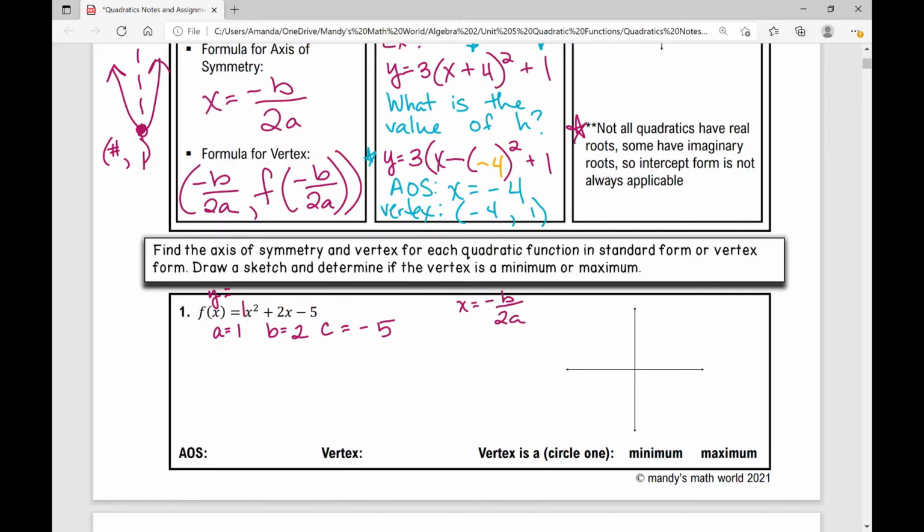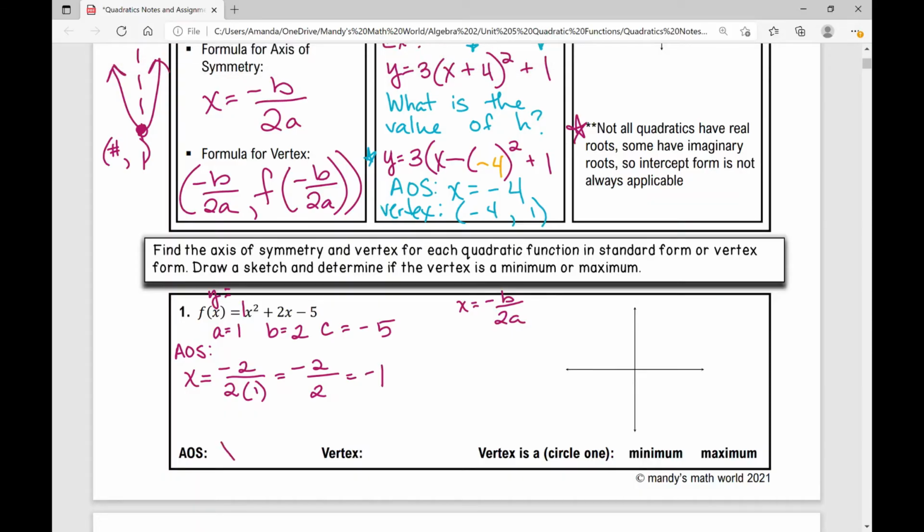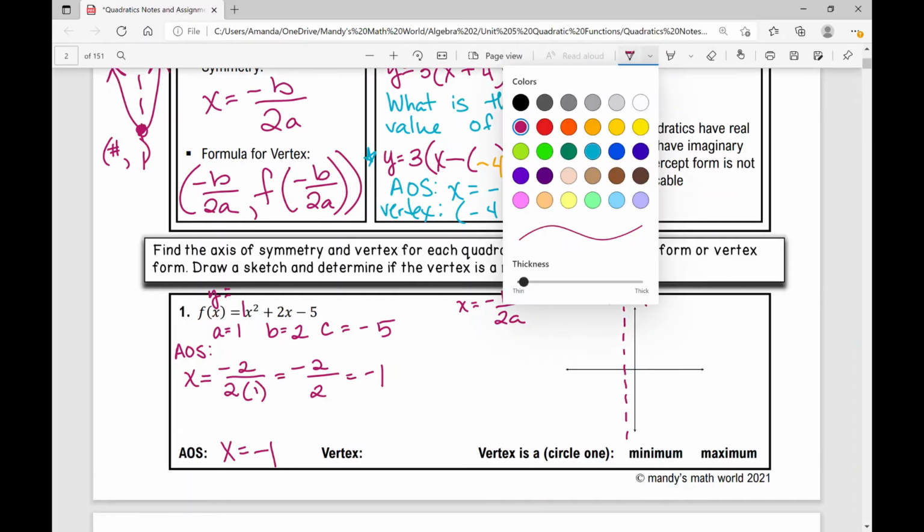So what I'm going to do for my axis of symmetry is plug in negative b, which is negative 2, over 2 times a, which is 2 times 1. And then I'm just going to simplify it. That's negative 2 over 2, which is negative 1. My axis of symmetry is x equals negative 1. So I'm going to draw a vertical line at x equals negative 1, right? All right, and I'm going to label it. And now we're going to move on to the next thing, and I'm going to change colors here.